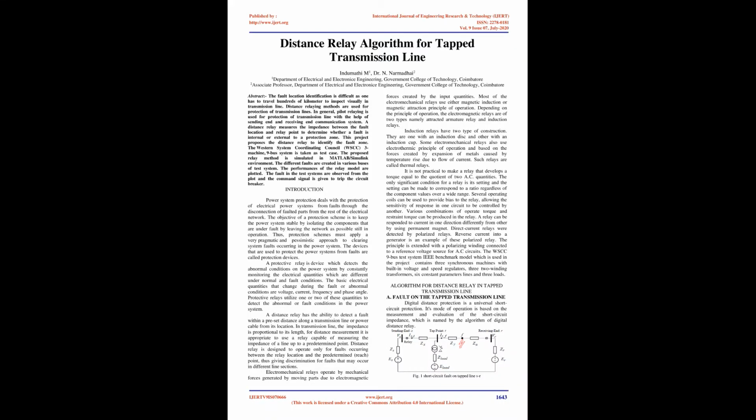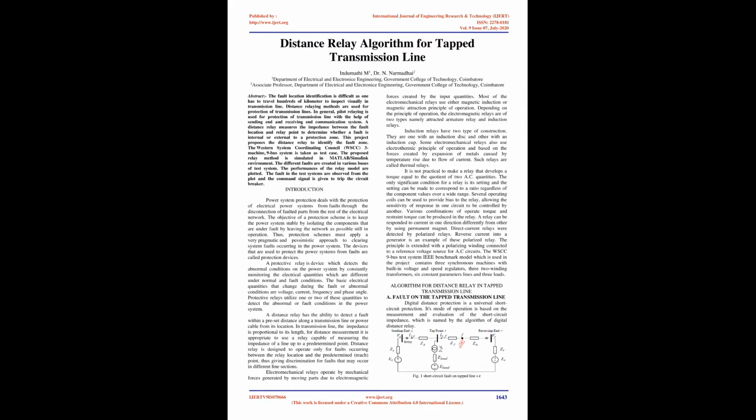Distance relay algorithm for tapped transmission line. Abstract. The fault location identification is difficult as one has to travel hundreds of kilometers to inspect visually in transmission line. Distance relaying methods are used for protection of transmission lines.